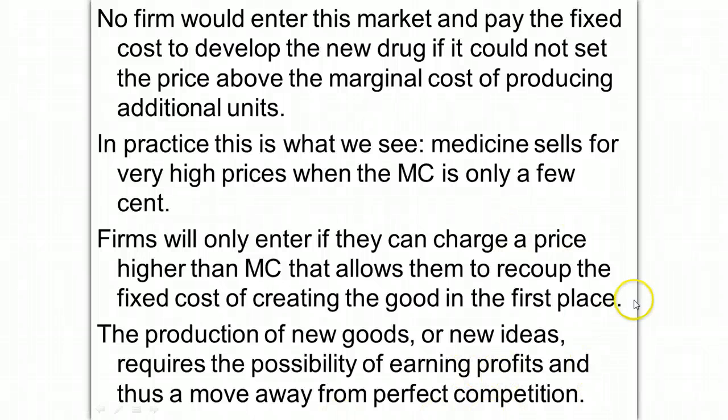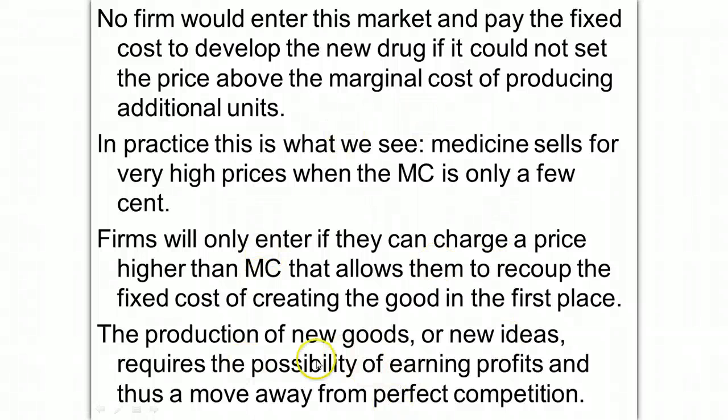So the production of new goods or new ideas requires the possibility of earning profits, and here we're talking about supernormal profits, profits above the normal rate of return. Every competitive market has a normal profit. This is built into the costs. When we say price equals marginal cost, we're not saying the firms are, in an accounting sense, breaking even. They're earning the opportunity cost.